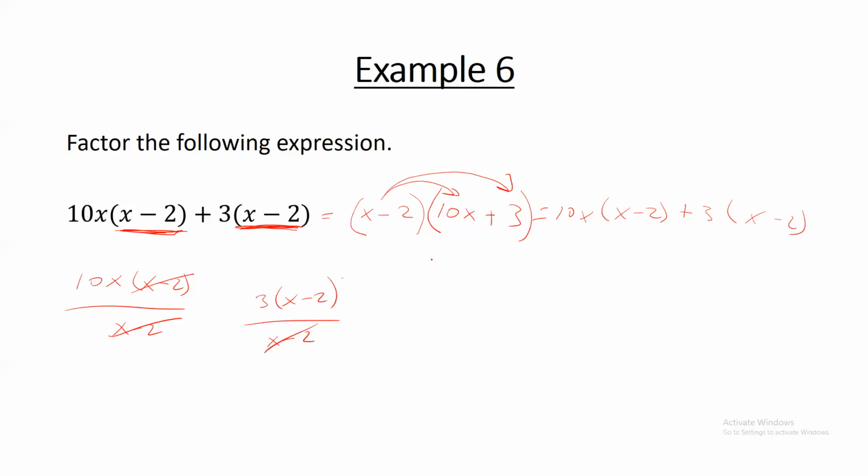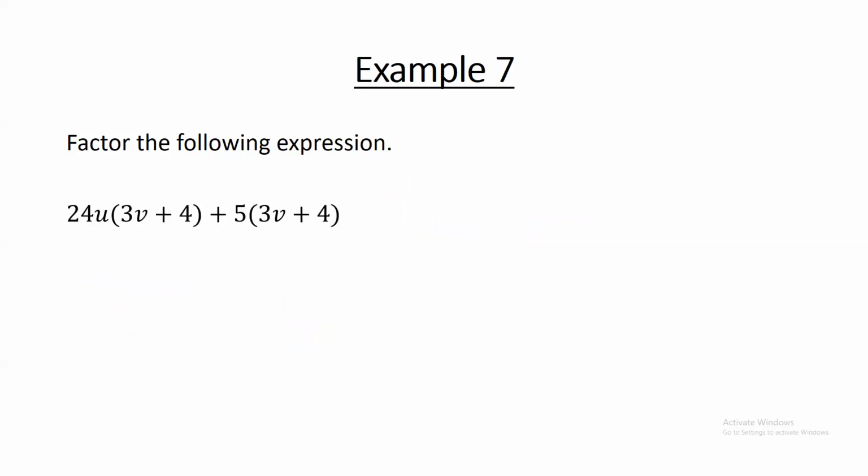Let's take a look at one more example of this. As we look at the expression, we see, well, 24 and 5 don't have any common terms. Here's a u, but I don't see a u, so that's not it. But 3v plus 4 is a factor that both terms have in common. Remember, we want to put it in parentheses.